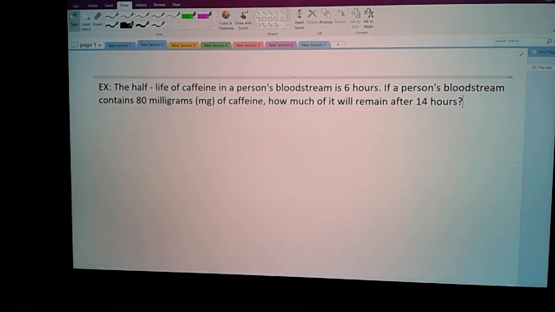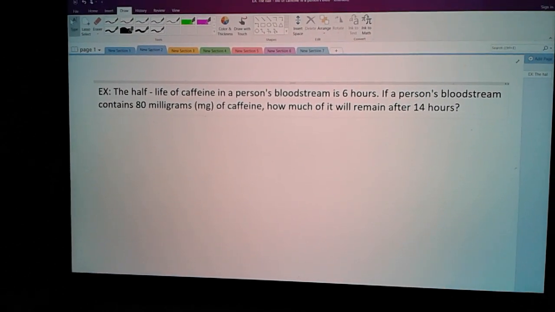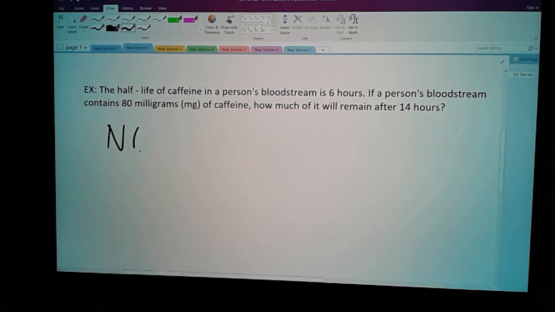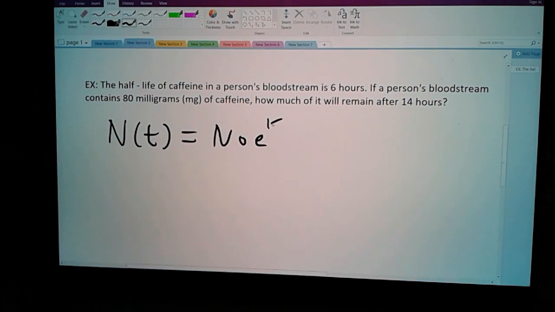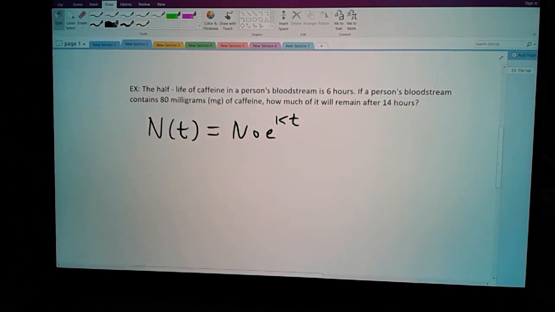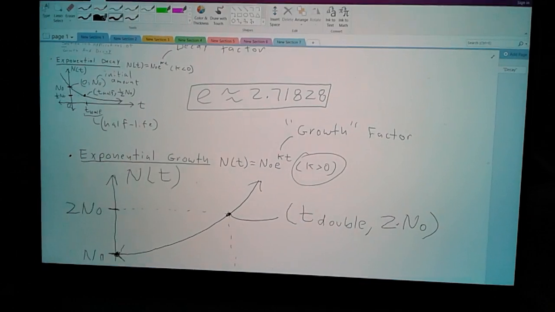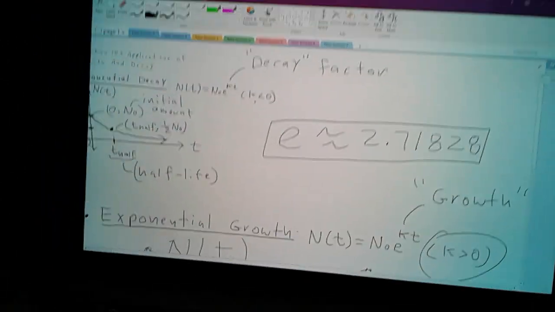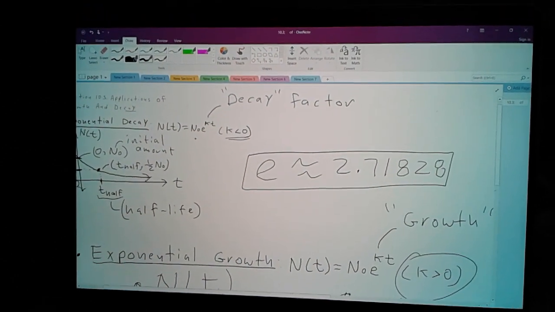Okay, so we have to solve this problem. So the equation is still the same. N of t is equal to N naught e to the kt. Okay, so we don't even know what k is yet. So we're looking at the decay factor. We need to figure that out. So k is not known to us, but we know it's going to be negative because it's a decay. So when I solve it, I'm going to get some negative answer for that.